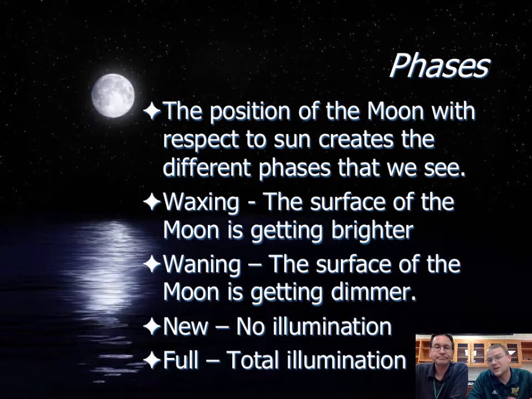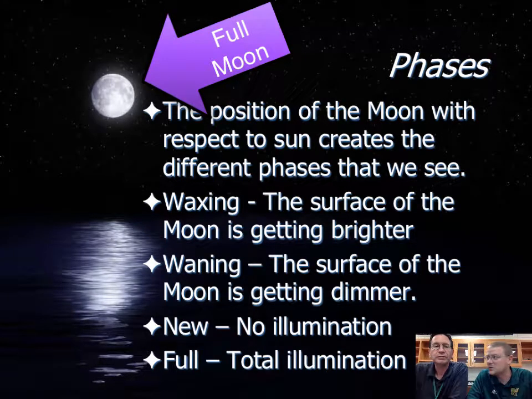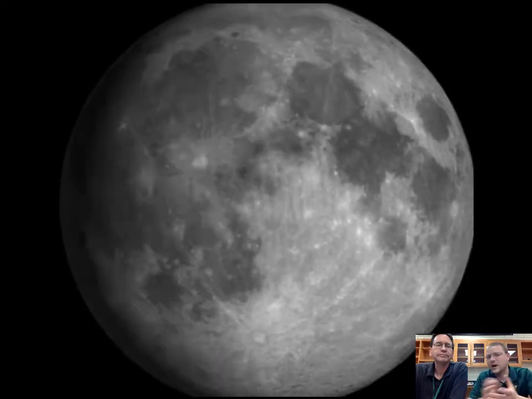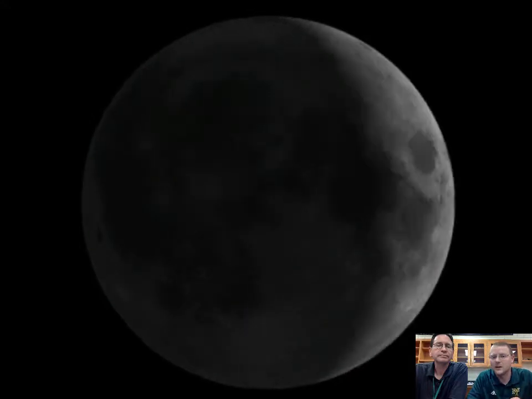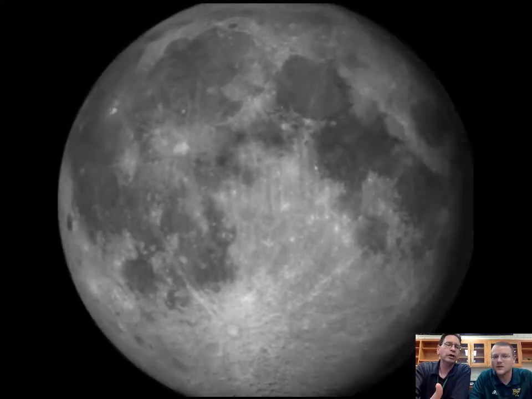So in this PowerPoint slide, it looks like we're looking at a full moon. So when we talk about the different phases, there's waxing and here's waning. You can see it get brighter and then dimmer. And it's moving towards full, and now it's moving towards a new moon.